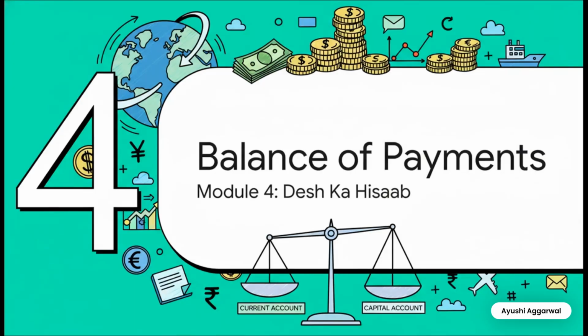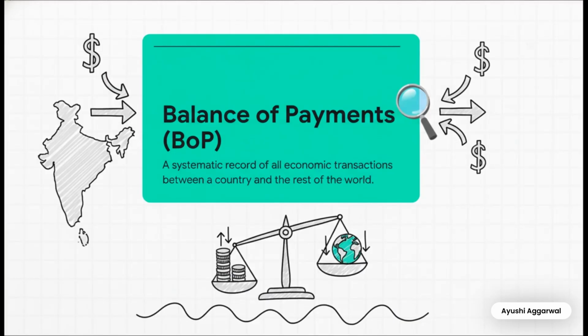And that brings us to the final and biggest module, the one that ties everything we've learned together: the balance of payments, or BoP. You can think of this as the country's final balance sheet for the year, our Desh ka Hisab Kitab. It's the master document that records every single economic transaction we have with the rest of the world. All the stuff we've talked about, Forex, exchange rates, the two accounts, it all fits into this one big picture. The textbook definition says the BoP is a systematic record of all economic transactions between residents of India and the rest of the world in a given financial year.